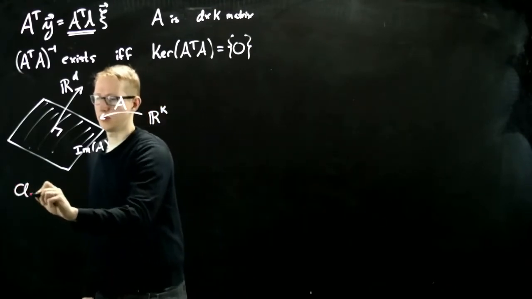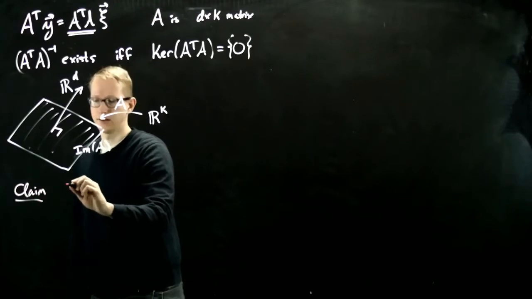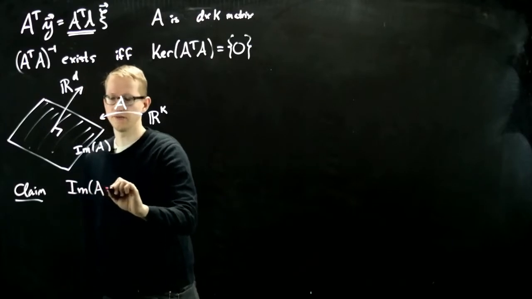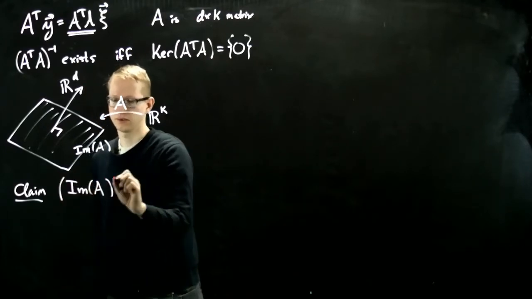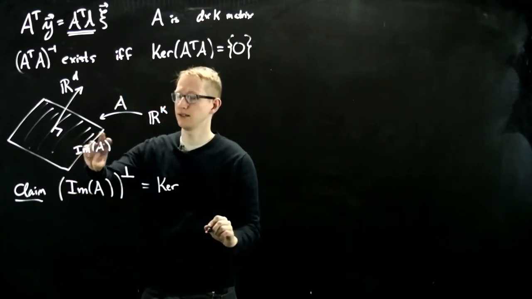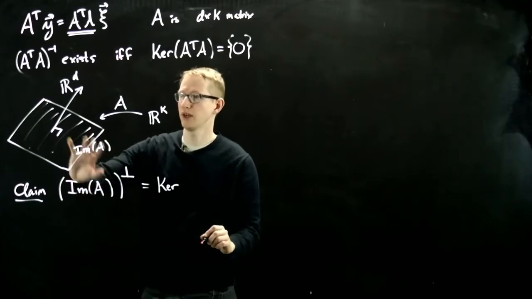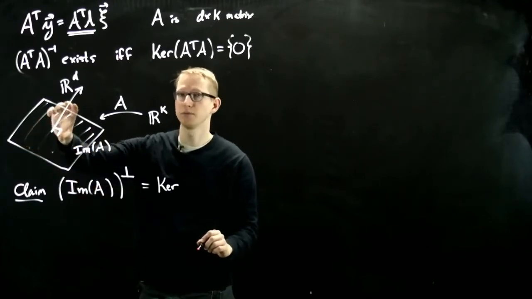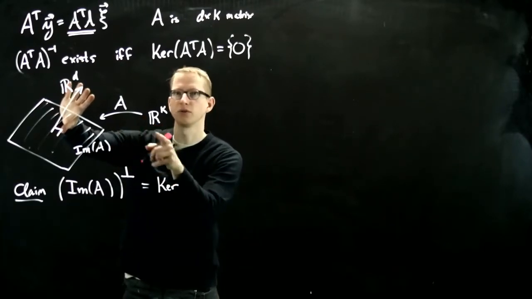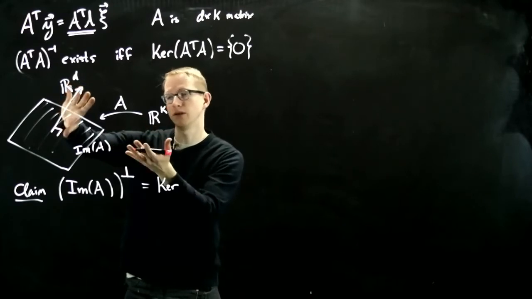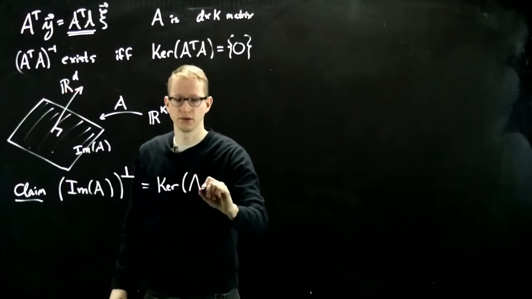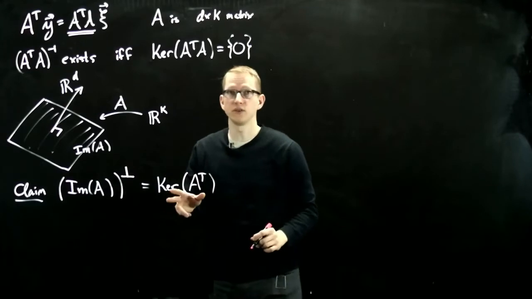So the first claim that we'll prove is that the orthogonal complement of the image of A equals the kernel. Now, in order for this to make sense, I need to take the kernel of some matrix. Now, the image of A is in Rd. Its orthogonal complement is also in Rd. And I can't take the kernel of A because that wouldn't make sense. The kernel would live here. So the only other thing I can take the kernel of is maybe the kernel of A transpose. So we'll take the kernel of A transpose. And it turns out that these two are equal.